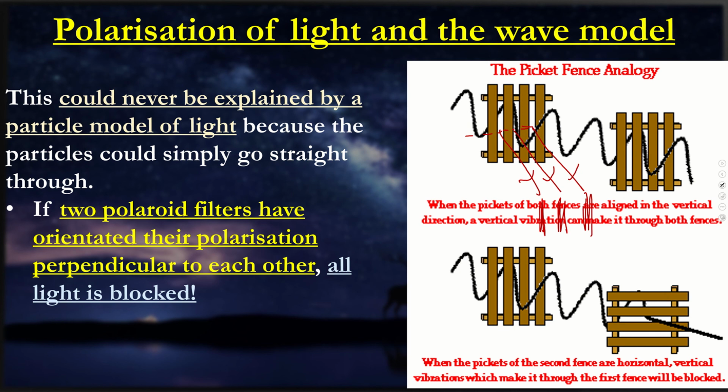The fact that you can only witness this concept of polarization is due to the fact that light is behaving like a wave in this circumstance. If the two Polaroid filters are orientated perpendicular to each other, all the light is blocked out. If light did behave like a particle in this context, the particle should still be able to go through these gaps and you should still be able to see light. But that's not the case.